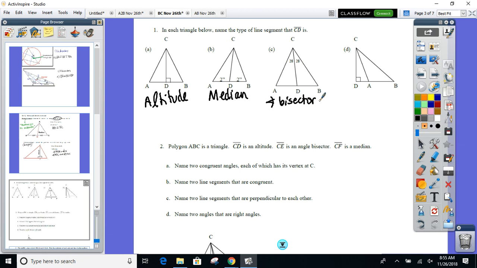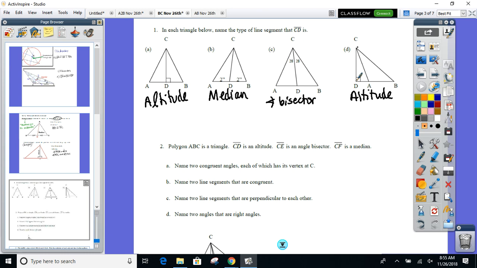And this one usually tricks kids here, what CD is acting as. That is an altitude, yes. Everyone see why, ready? Is it coming from a vertex, drawn perpendicular to the opposite side? Yeah. Yep.